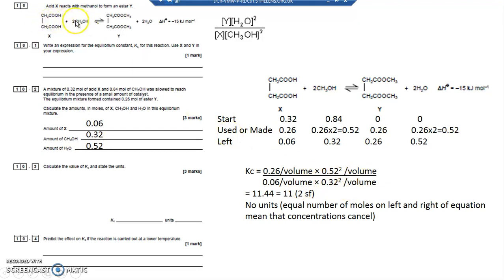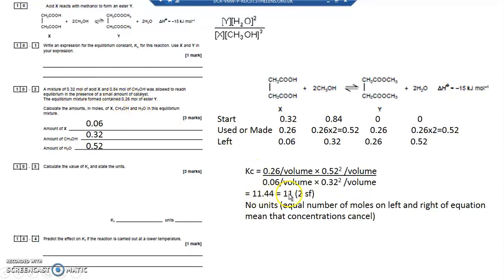So when I get equal numbers of moles on the left hand side, 1 and 2 is 3 and 1 and 2 is 3, the volumes cancel each other out. So I don't actually need the volumes at all. So I can just use 0.26 multiplied by 0.52 squared divided by 0.06 and divided by 0.32 squared, and it comes out as 11.44. My other values are two significant figures like 0.84, 0.32, so I'm going to round this down to 11.